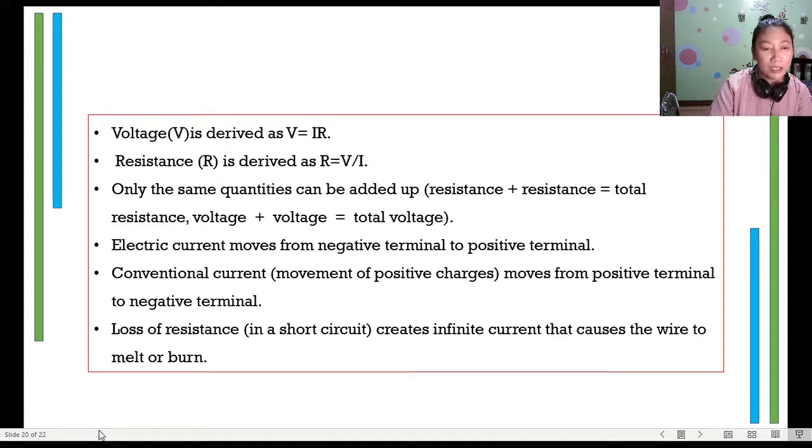Now, electric current moves from negative terminal to positive terminal. That is called electron current. If it is conventional current, conventional means generally accepted. Okay? Conventional current moves from positive terminal naman to negative terminal. Now, the loss of resistance in a short circuit creates infinite current that causes wire to melt or burn.